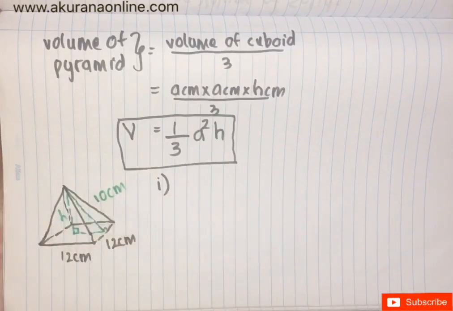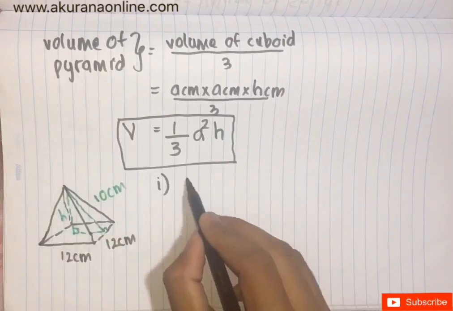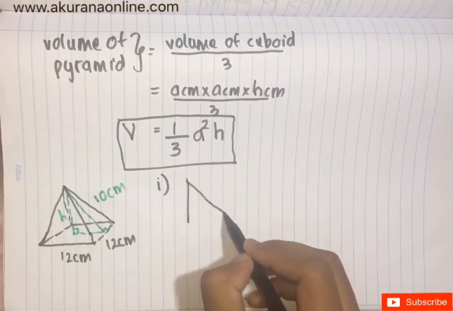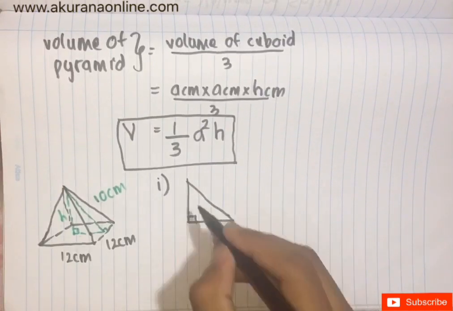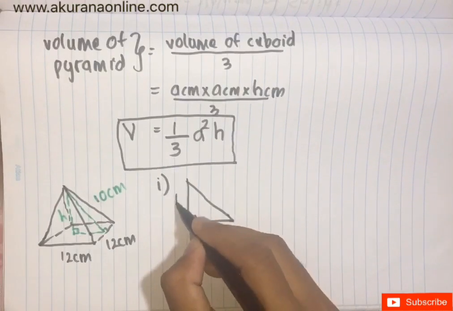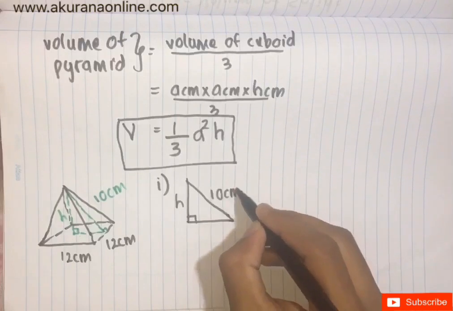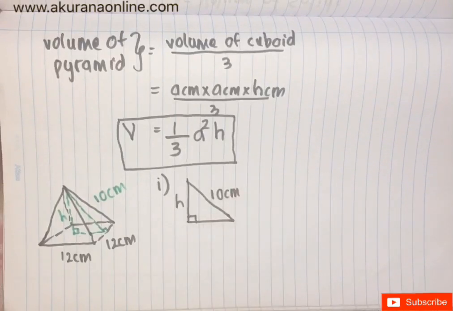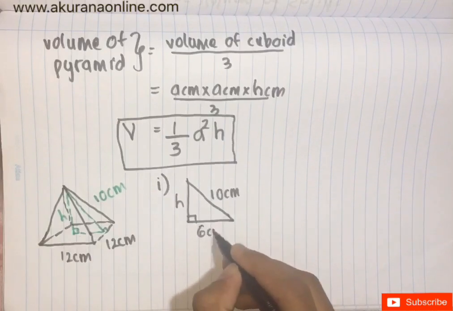Perpendicular height h. How do you find out? Okay, observe this part, the one I have drawn in green. You have a right angle triangle. Now this is the height, right? Height you have to find out. The slant height is given as 10 centimeters. Also, what is this length? It is not 12, it is half of it. That is equal to 6 centimeters.